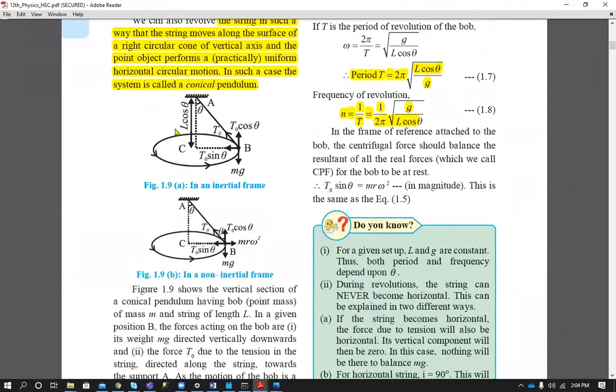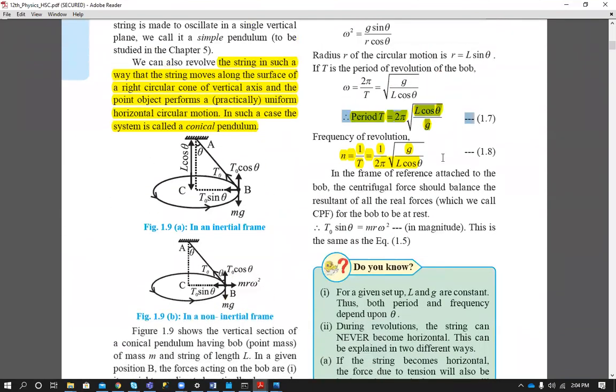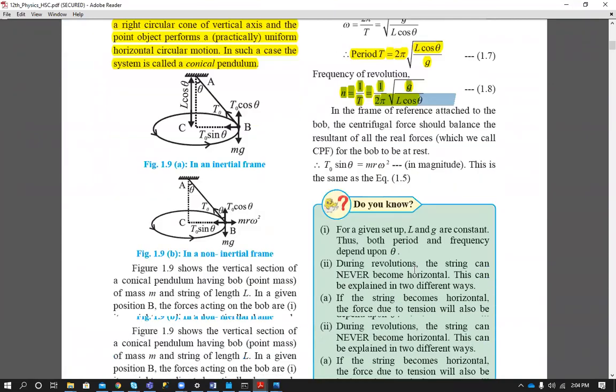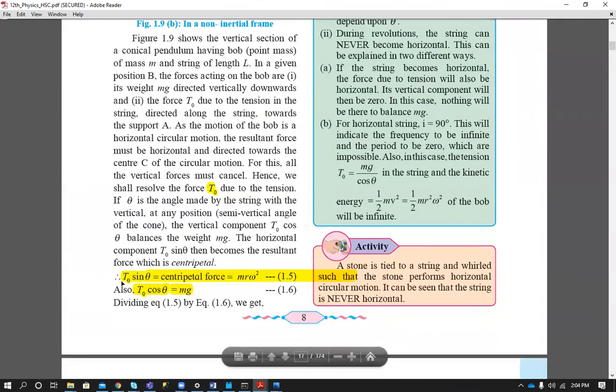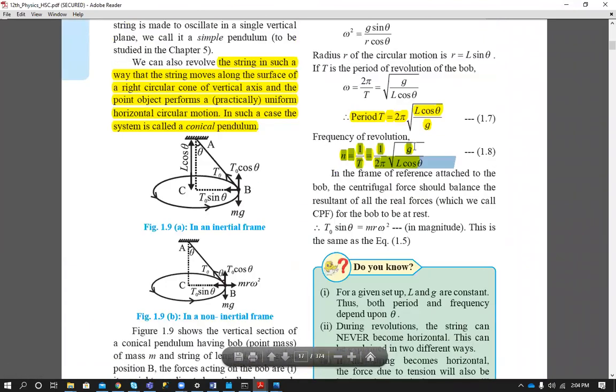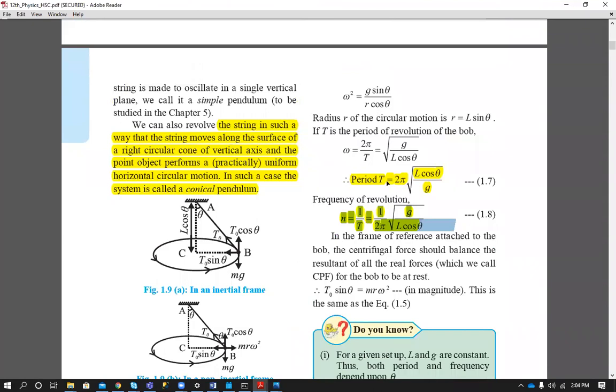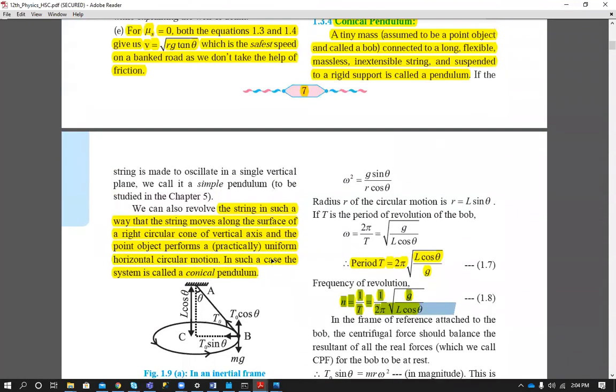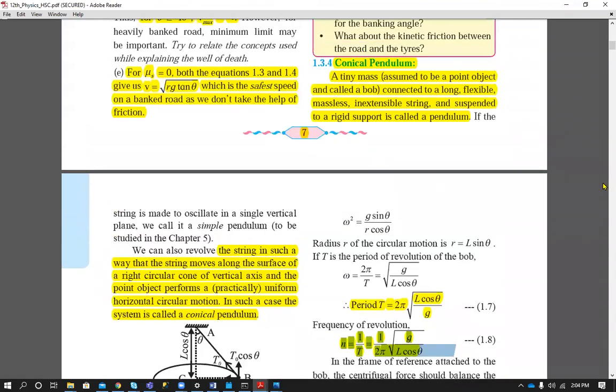Just remember the formulas: the period of a conical pendulum and the frequency of a conical pendulum, because they are required to find the tension T and the centripetal force. If you know the period formula, you can find omega, and if you find omega, you can also find the linear speed because V equals R omega.